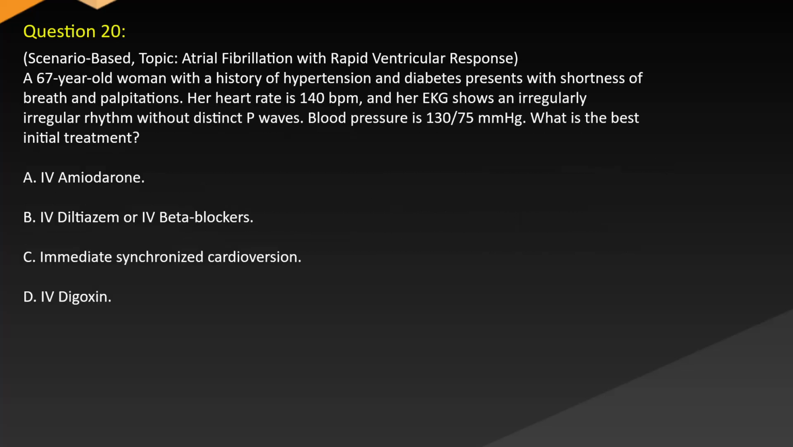Question 20, scenario-based. Topic: atrial fibrillation with rapid ventricular response. A 67-year-old woman with a history of hypertension and diabetes presents with shortness of breath and palpitations. Her heart rate is 140 bpm and her EKG shows an irregular rhythm without distinct P waves. Blood pressure is 130/25 mmHg. What is the best initial treatment? A. Amiodarone. B. Diltiazem or beta blockers. C. Immediate synchronized cardioversion. D. Digoxin.